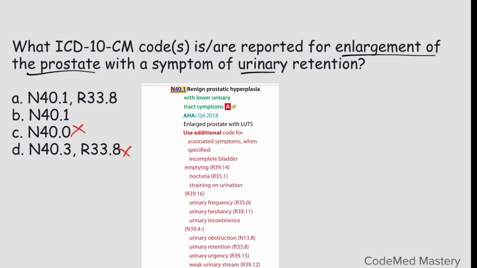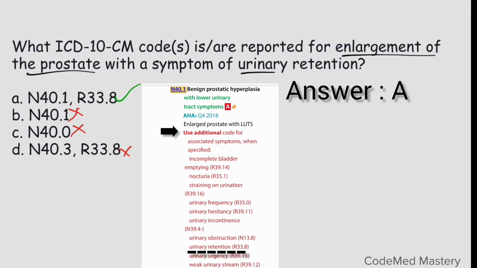In option A, they have mentioned R33.8, which is for urinary retention. You can check below the code N40.1. They have mentioned use additional code for associated symptoms. In that, urinary retention R33.8 is mentioned. And in the question, the patient has symptom of urinary retention. So, we have to code R33.8 with N40.1. So, option A is the right answer. We'll eliminate option B. Next question.